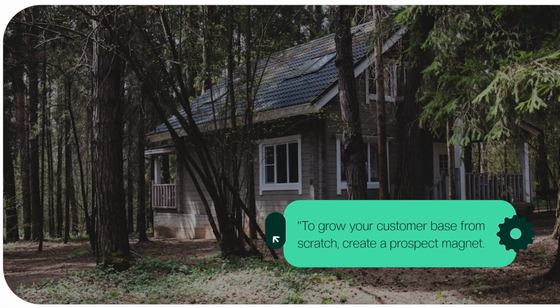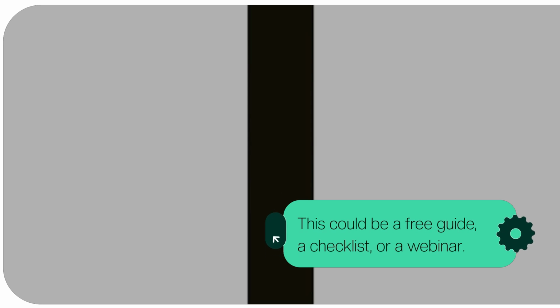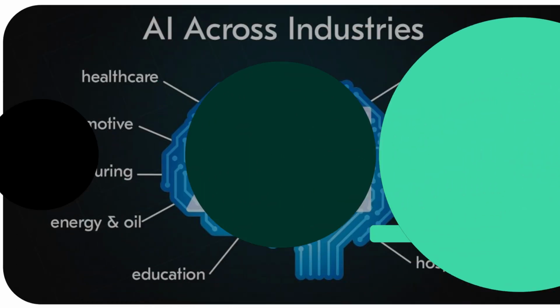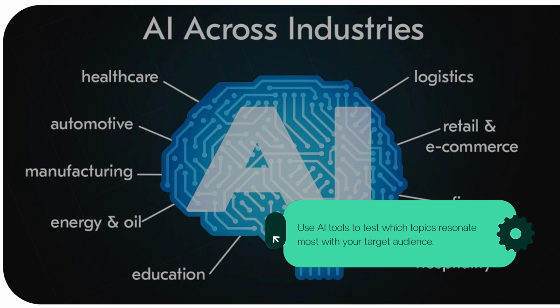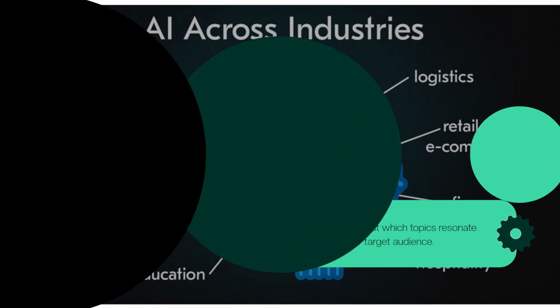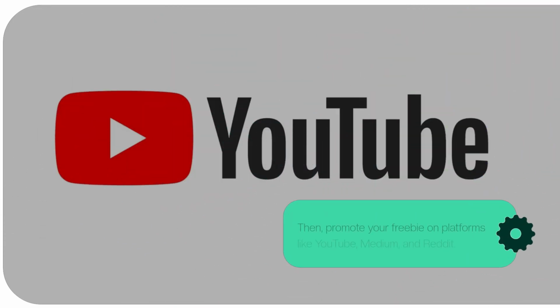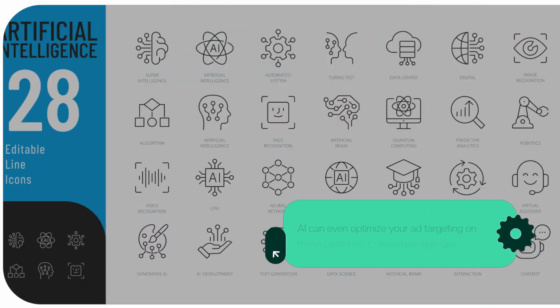To grow your customer base from scratch, create a prospect magnet. This could be a free guide, a checklist, or a webinar. Use AI tools to test which topics resonate most with your target audience. Then, promote your freebie on platforms like YouTube, Medium, and Reddit. AI can even optimize your ad targeting on these platforms to maximize signups.